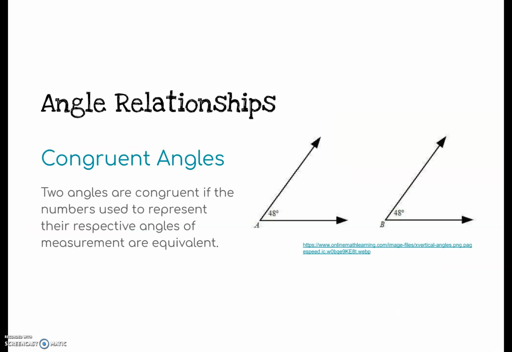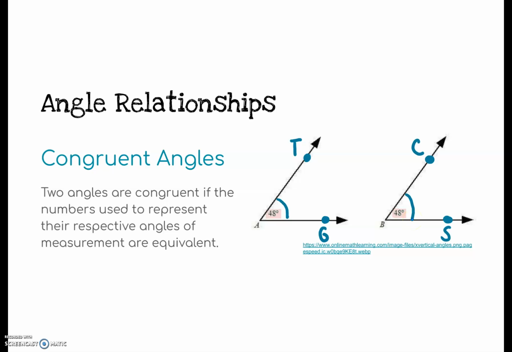Congruent angles are two angles that have the same measure. Notice in our diagram here that angle TAG measures 48 degrees and that angle CBS also measures 48 degrees. These two angles are congruent angles.